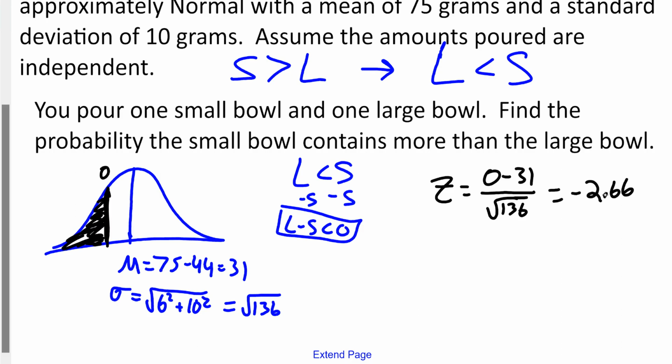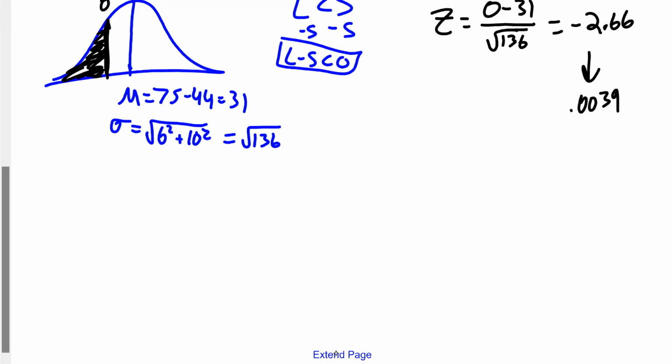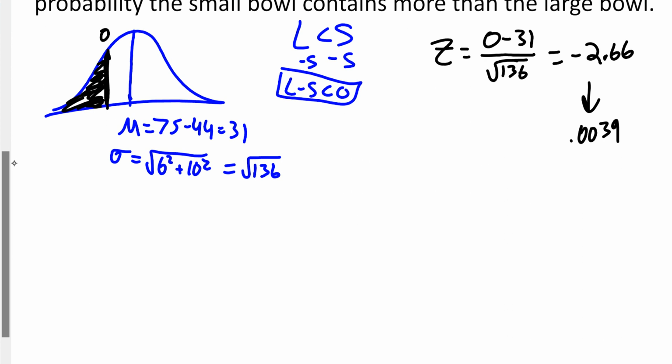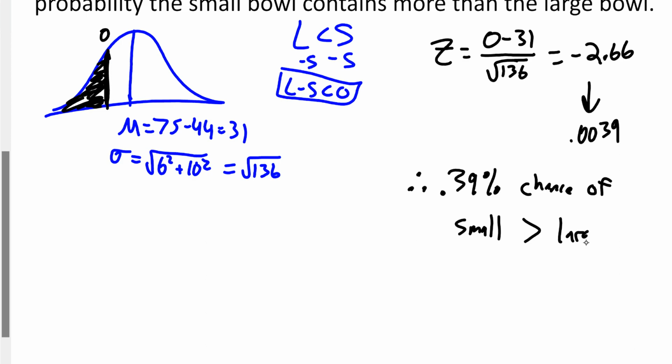Okay, go to your z-table, and that will give you 0.0039 to the left of it. So my drawing is not perfectly accurate, because I knew it was going to be a small probability. This is really low. But I could then conclude that based on my information, there's a 0.39% chance of a small bowl being filled higher than a large bowl. And I would want to put more words there, but this is what I'm going to summarize here.